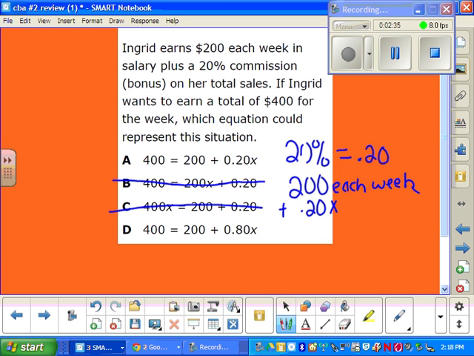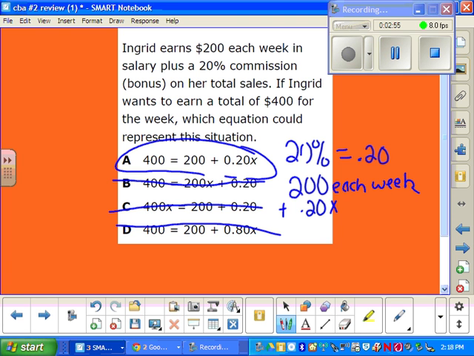Let's look at D. 400 equals 200 plus 0.80x, but that 0.80 isn't correct because we know it's 20% of her total sales that should be multiplied by x, which is commission. So we know that the correct answer is A.